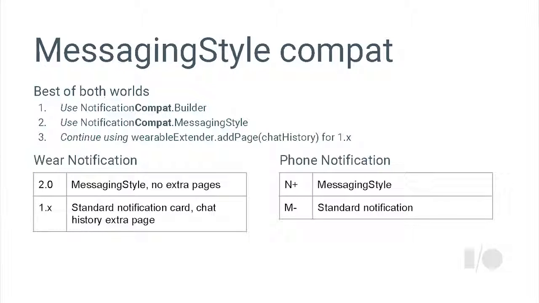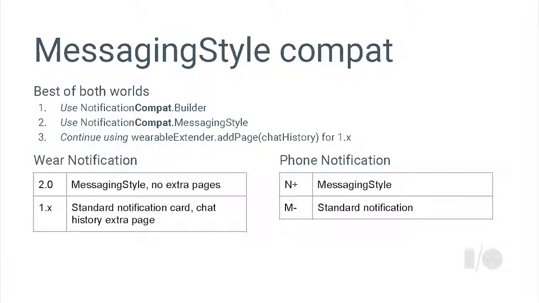First, you have to use NotificationCompat.Builder as opposed to Notification.Builder. Second, you have to use NotificationCompat.MessagingStyle instead of Notification.MessagingStyle. To be fair, these are both things that you're probably already doing because compatibility is pretty important here. And then third, and you're probably already doing this if you're a messaging app, which I mentioned before, you need to add the user's chat history as an extra page with WearableExtender to continue to support Android Wear 1.x.